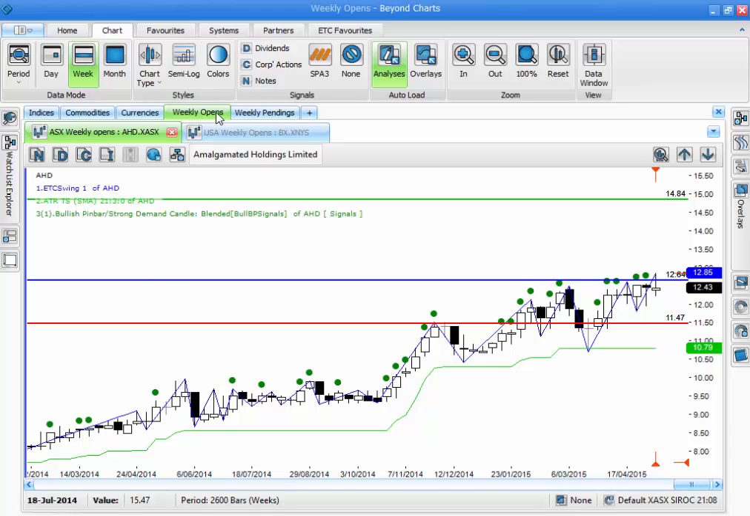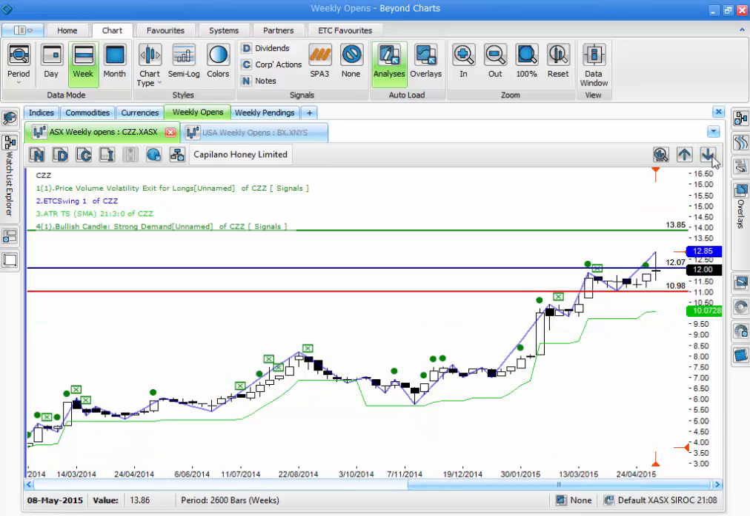So last week we had AHD in there, which you can see has triggered. So that trade now is in the opens watch list. The other one that triggered from last week, there was a couple.